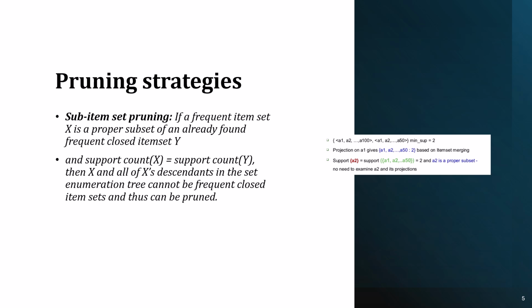There is no need to examine A2 and its projected database. Similar pruning can be done for A3 to A50. Thus, the mining of closed frequent item sets in this data set terminates after mining A1's projected database.